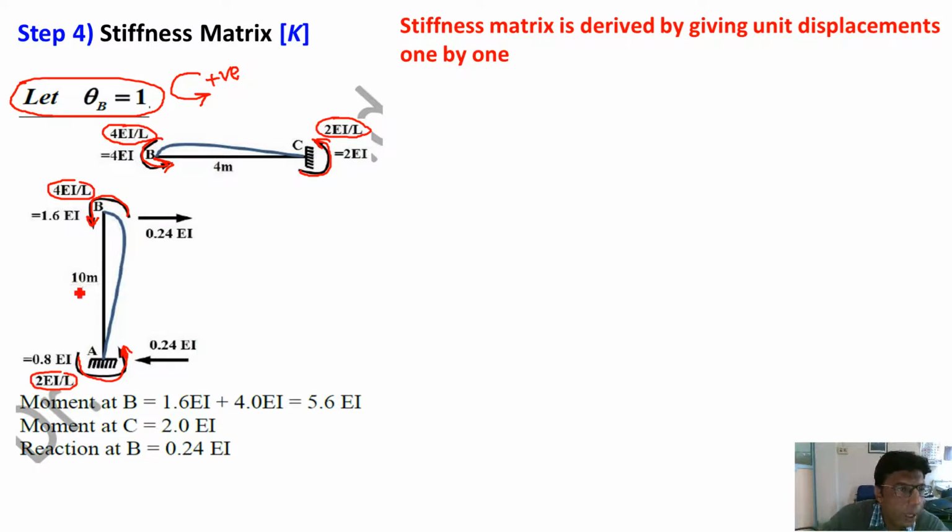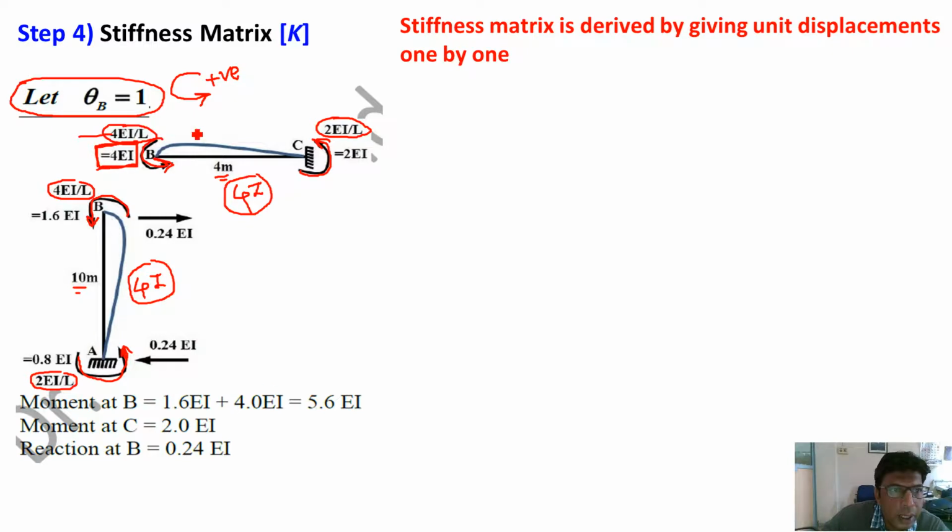L is equal to 10 meter in column, 4 meter in beam. I equal to 4I for column and 4I for beam. So this is the known data. Using this I, L, we can find out 4EI by L. So this is 4 into E into I equal to 4, so 4 into 4, 16 divided by L is equal to 4. So answer is 4EI. This is the moment at B, 4EI.